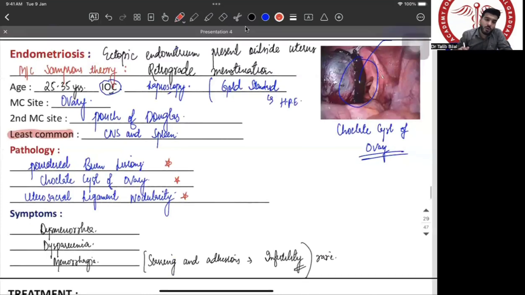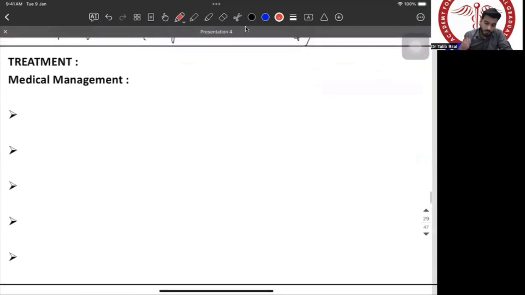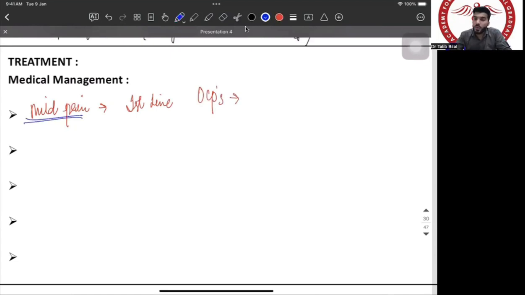Clear? Now, if we talk about the treatment of endometriosis, first of all, we have medical management. In medical management, there are mild symptoms and then moderate symptoms. For mild pain, the first line treatment that we give is OCPs.